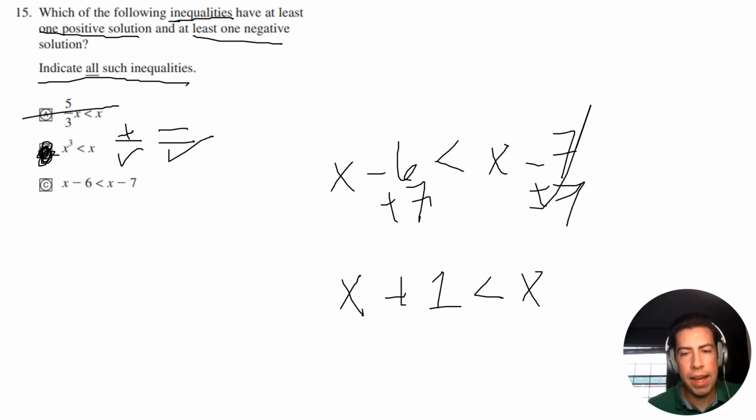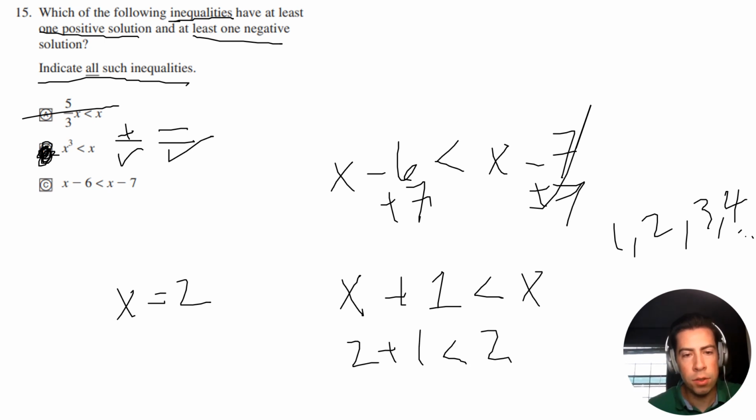Right, guys, so now right off the bat, we have to ask ourselves, when can this be true? Okay, so let's try positive integers, right? So again, 1, 2, 3, 4, and so on. Let's try one of these. So let's say x equals 2, all right? So I'm going to have 2 plus 1 is less than 2. All right, guys, we know that that is not true. So there's no positive integer solutions.